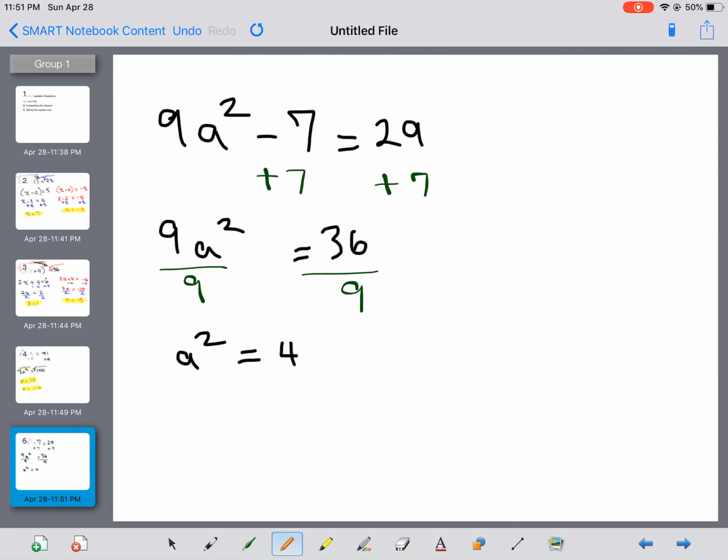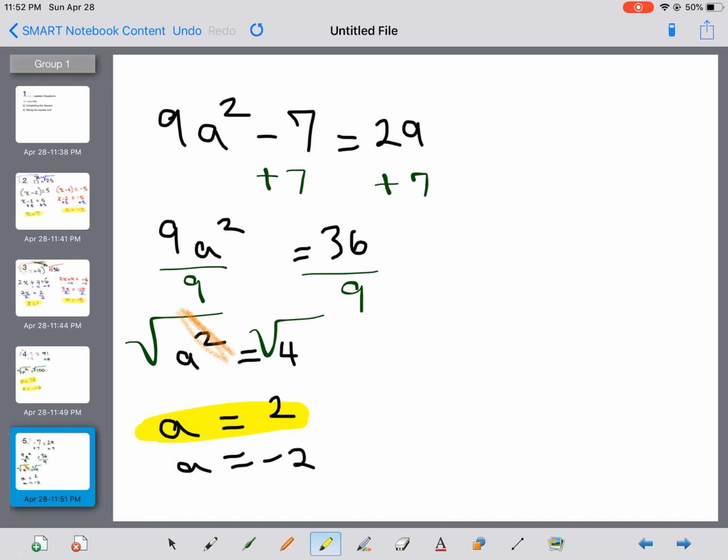Perfect. So now that we have a squared alone, we're going to take the square root of each side so that we can just get a. Exponent and square root, opposite operations, they undo each other. So that leaves us with a on the left. And on the right, the square root of 4 is 2. But when you take the square root of 4, you also get negative 2. And that's how we get our two solutions: a equals 2 and a equals negative 2.